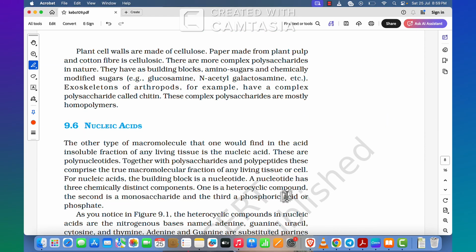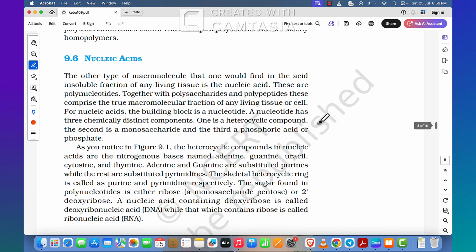Plant cell walls are made up of cellulose. Paper made from plant pulp and cotton fibers is cellulosic. There are more complex polysaccharides in nature. They have as building blocks amino sugars and chemically modified sugars, for example, glucosamine, N-acetyl galactosamine, etc. The exoskeleton of arthropods, for example, has a complex polysaccharide called chitin. These complex polysaccharides are mostly homopolymers.